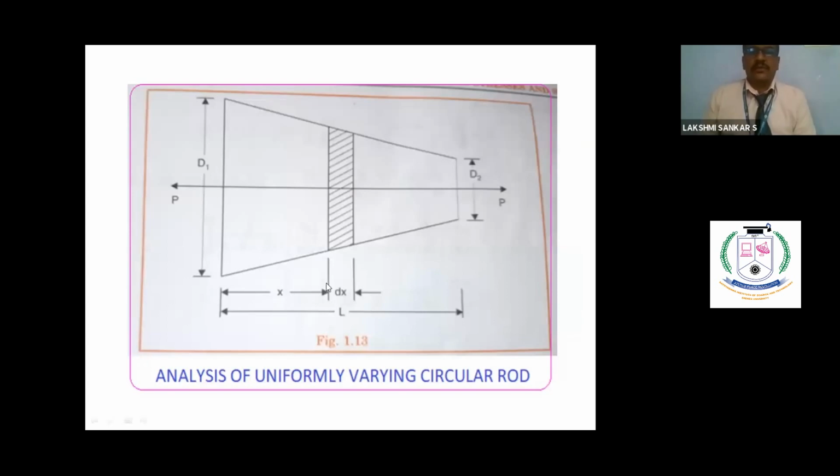See the analysis of uniformly varying circular load. This type of small question may be important with respect to the present topic. We have to concentrate a little bit. These are formula-driven approaches for solving small questions for answers. See here, one side diameter is D1, the other side diameter is D2, a uniformly varying circular rod. The total length is L. For this, the total extension is given by 4PL by pi E D1 D2. This is a formula.